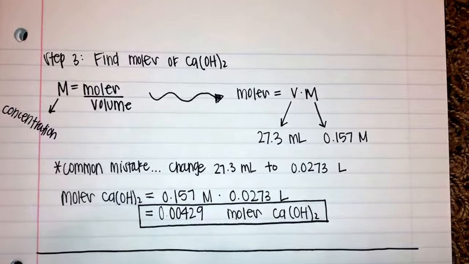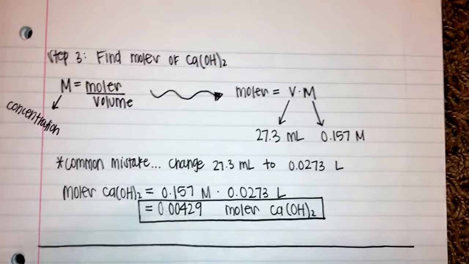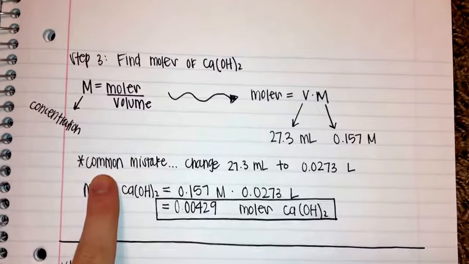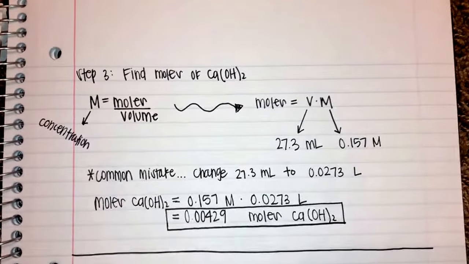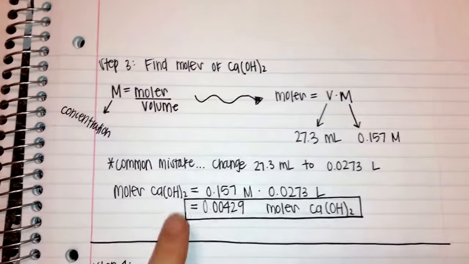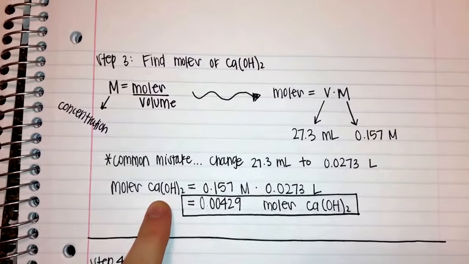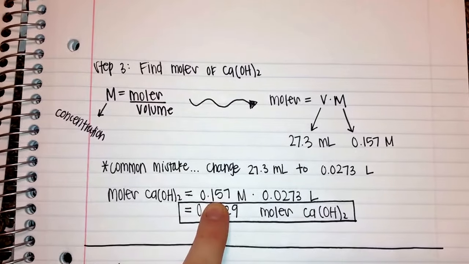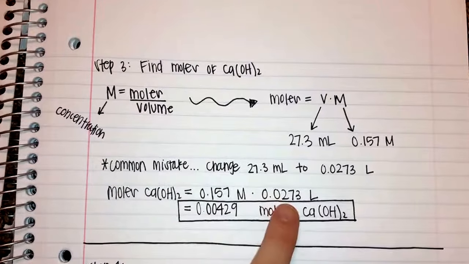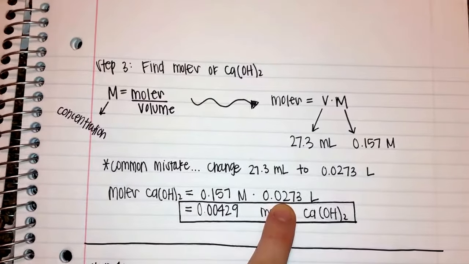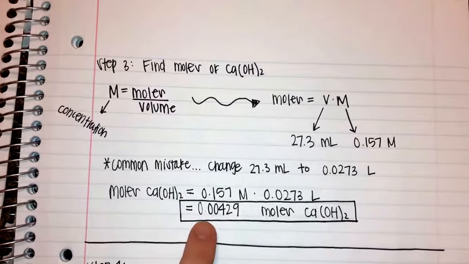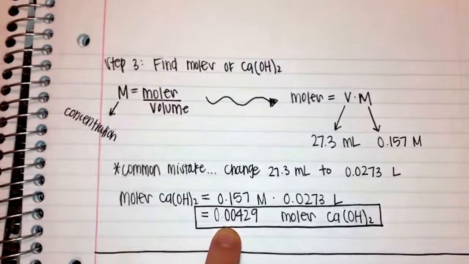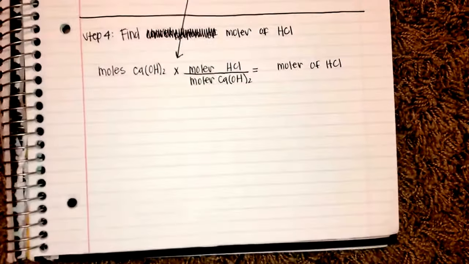So the final part of step 3 is to convert milliliters to liters, which is a common mistake made by many students. So that is an important thing to note. So finally, we're going to do our calculations. The moles of Ca(OH)2 is going to be molarity, 0.157, times liters, 0.0273 liters, giving us the moles of Ca(OH)2, which is 0.00429. Next, we'll move on to step 4.